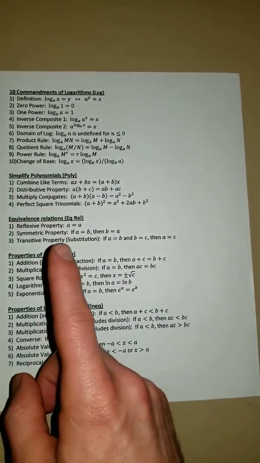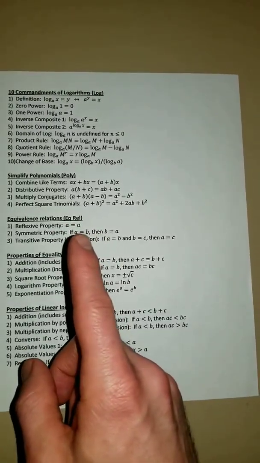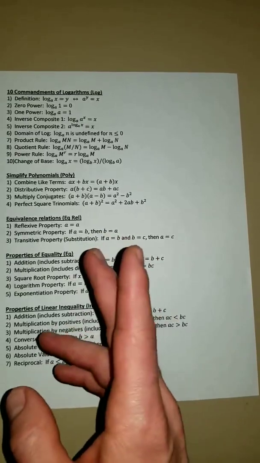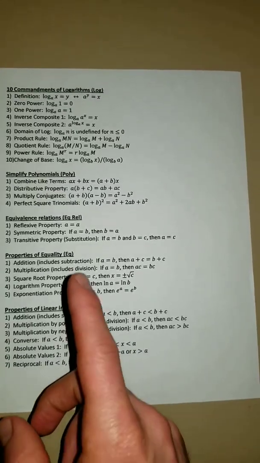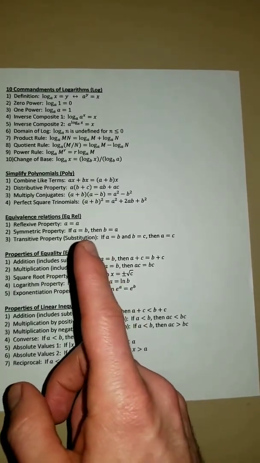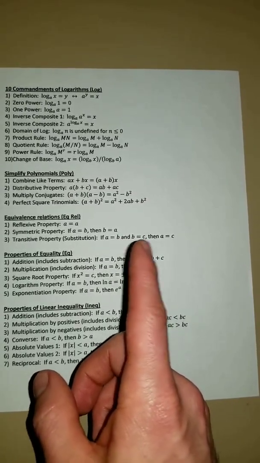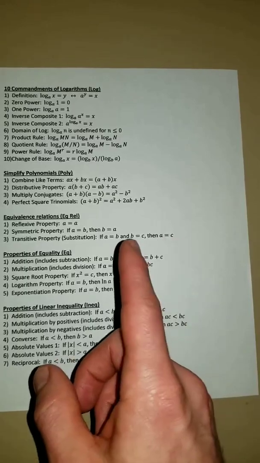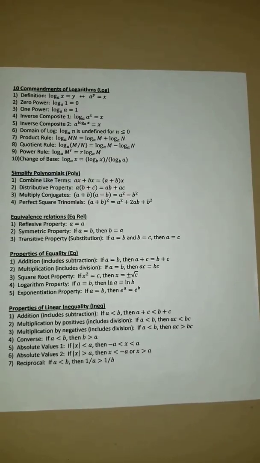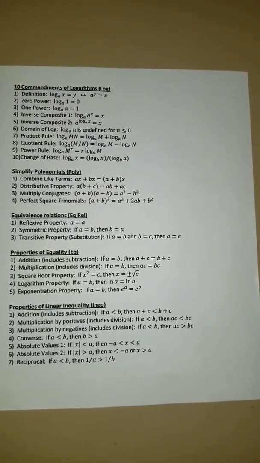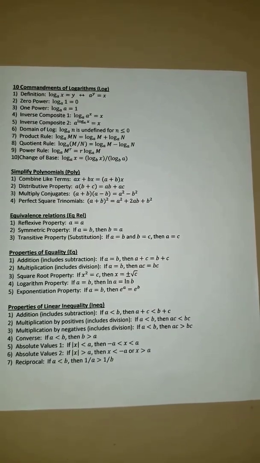Equivalence relations, anytime you have something equal to itself, or a symmetric property where two things are equal, you switch them around, switch the two sides of the equation around and they remain equal. And a transitive property, which is your substitution. So if A and C are both equal to B, then you can replace B with C. It's kind of a substitution idea. Okay, so that one may be handy at times. We also have some properties of equality.